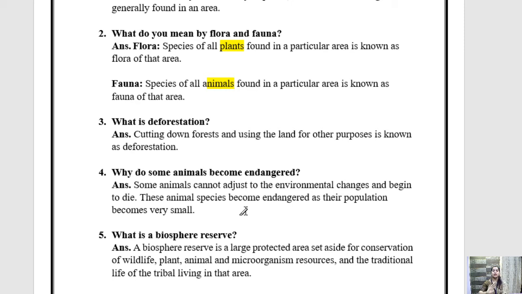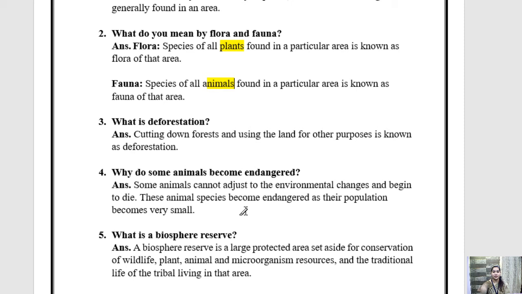The climatic change becomes so drastic that the animals cannot survive in those conditions, so they die. Another reason is hunting or poaching. That is also one of the reasons why animals are getting endangered. Though poaching is illegal, people are still hunting for their own good, and hence these animals are becoming endangered.